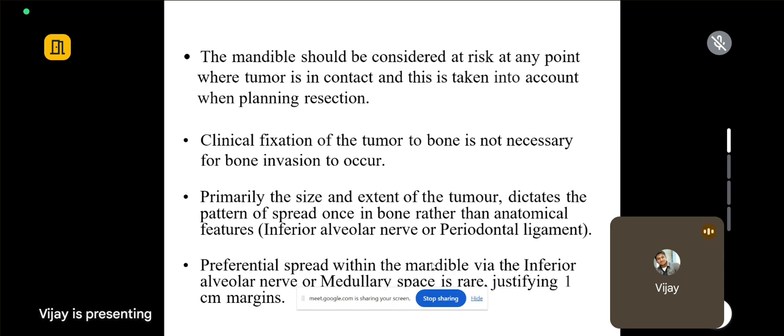point when the tumor is in contact, and this is taken into account when planning resection. Clinical fixation of the tumor to the bone is not necessary for bone invasion to occur. Primarily, the size and extent of the tumor dictate the pattern of spread once in bone rather than the anatomical features. And preferential spread within the mandible via the inferior alveolar canal or the medullary space is rare, and this justifies our 1 centimeter margin.